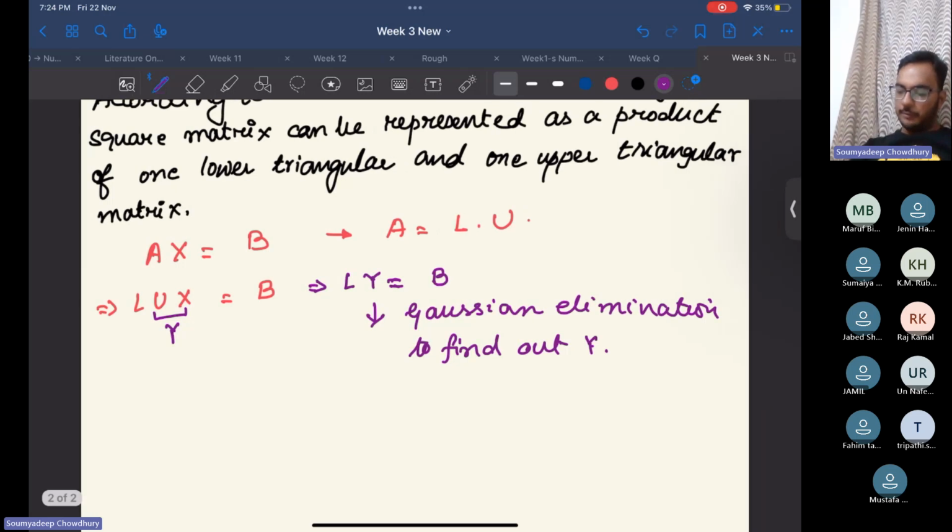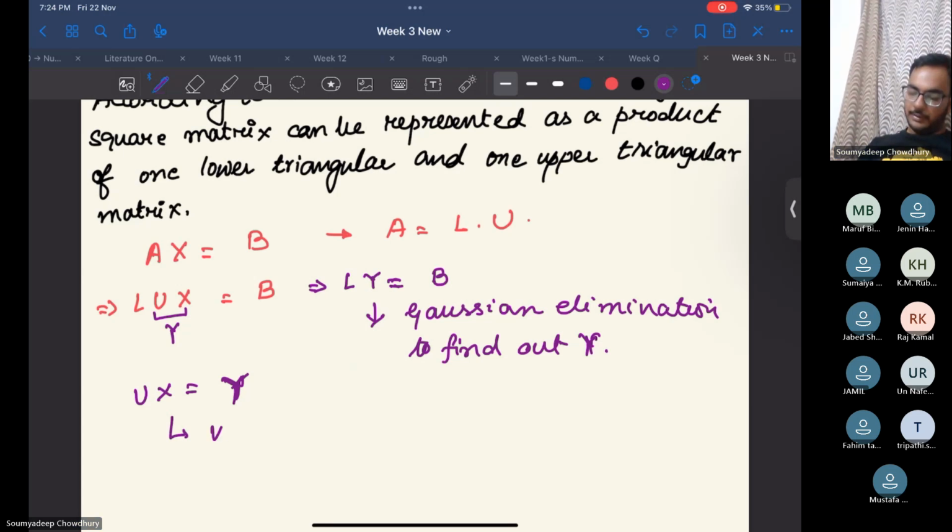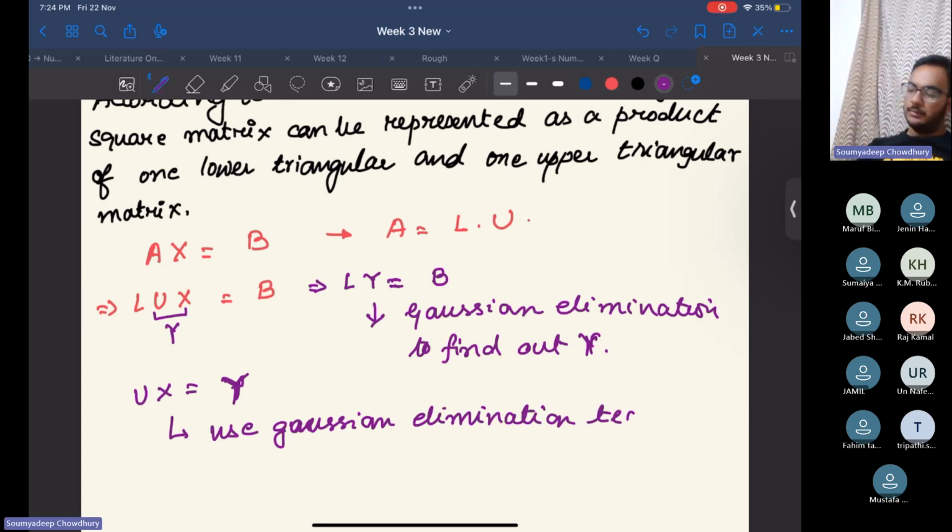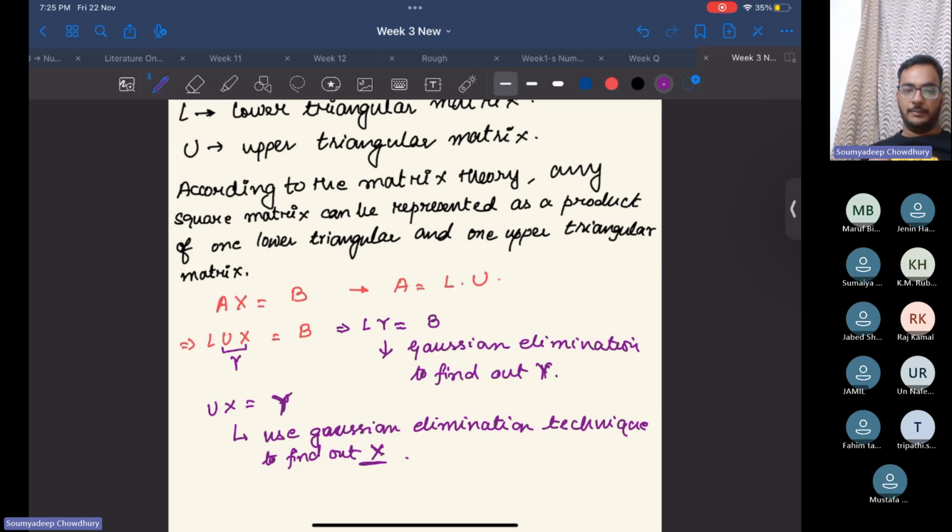So once we get Y, we will use Ux equals Y, right? This was the original equation. We know Y which we have found out, we know U, we will find out X. Again, use the Gaussian elimination technique to find out X. So X is our ultimate goal, right? Once we have found X, our solution is done.